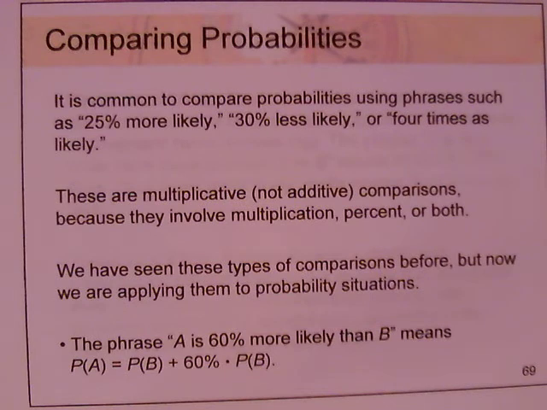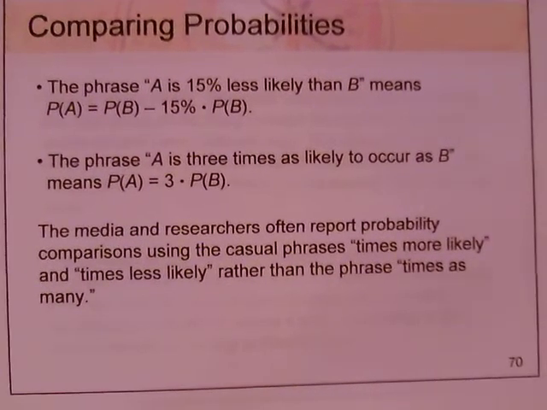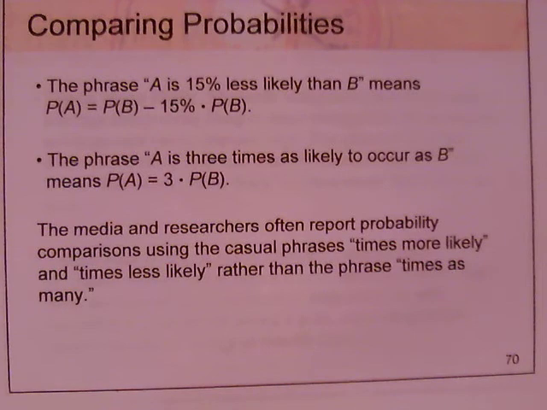So here the phrase, A is 60% more likely than B means this, that the probability of event A will be equal to the probability of event B plus 60% times the probability of event B. Okay. And the phrase A is 15% less likely than B means this. The probability of event A is equal to the probability of event B minus 15% times the probability of event B.